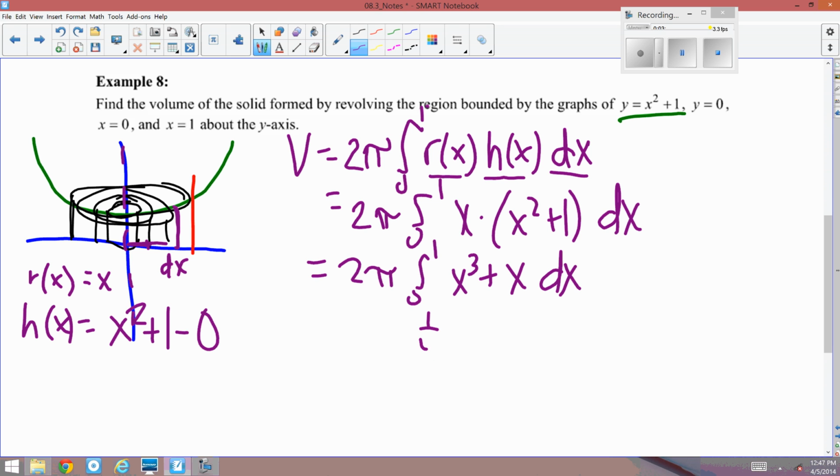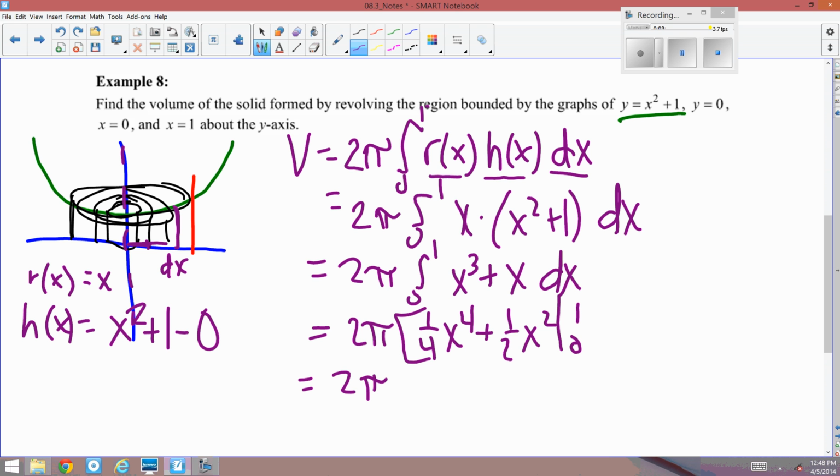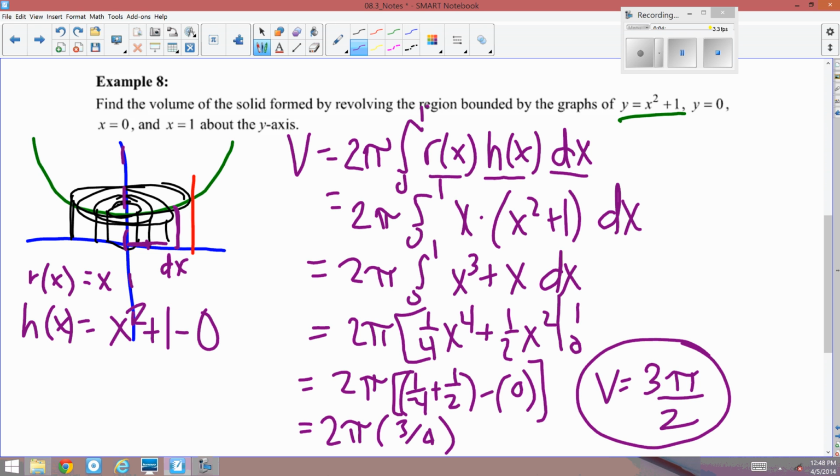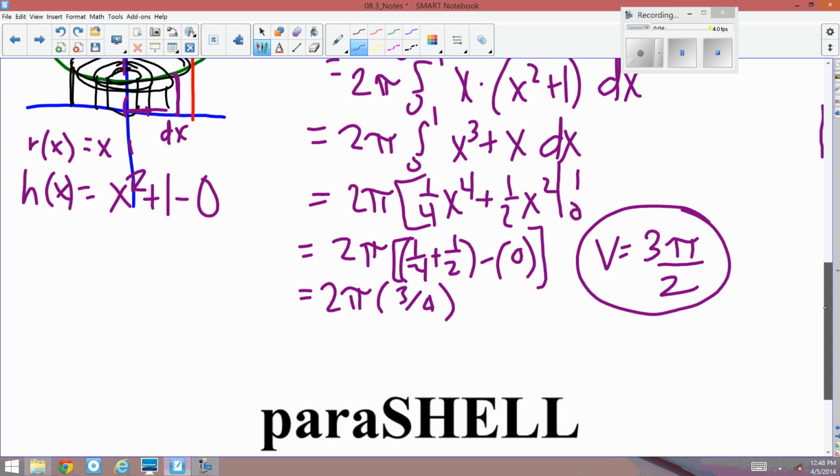Add 1 to the power, divide by the new power. Don't forget to bring down your constants. And we're integrating from 0 to 1. So we have 2 pi times 1/4 plus 1/2, minus 0 for both of those. 1/4 plus 1/2 is 3/4, times 2 pi. Another way of writing it would be 3/2 pi for our volume, which is the same thing that we got before. Now it was just a little bit easier method. So buzzword of the day: parashell.